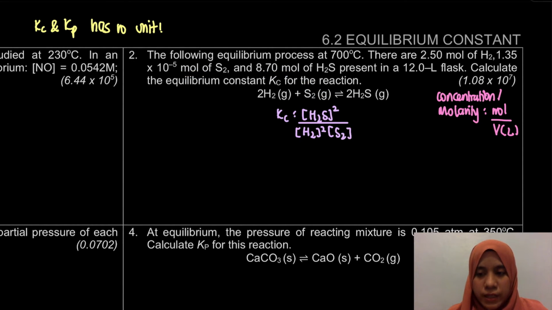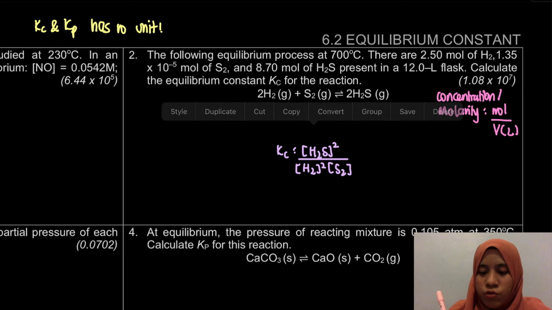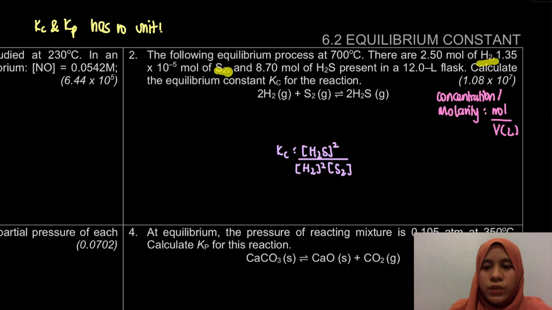So how to calculate it? You have to change all of this into molarity. So how do we convert it to molarity? It is not multiply or divide by 100, is it? Because remember, molarity is number of mole divided by volume. So did they give the volume in this case? Our volume here is 12.0 liter. So now, from the number of mole, we have to calculate the concentration. What I'm going to write down here is, we find one by one the concentration of H2, S2 and H2S. All of this value divided by 12.